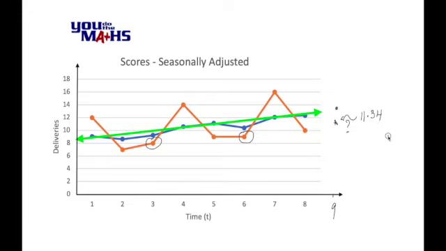So the two steps are make a prediction based on the line of best fit and then adjust it using the seasonal index. Because this is within one cycle of the original data, even though it's extrapolation, we can be confident about our prediction.